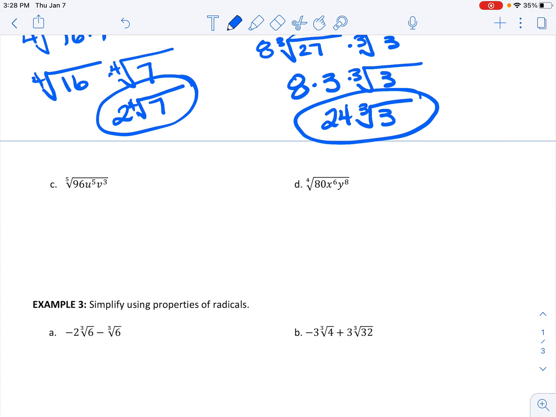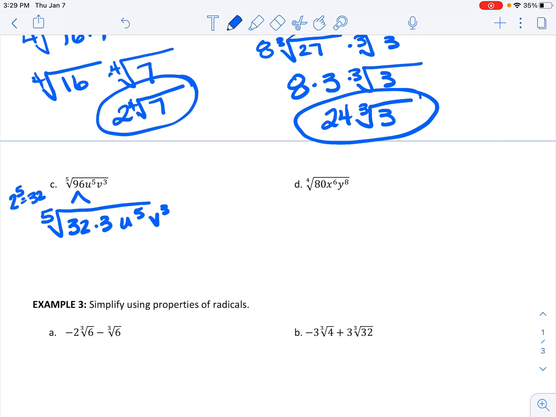So again, we're going to be looking for numbers that we can factor out. So 2 to the 5th power is 32. So I'm going to look and see, does 96 divide evenly by 32? And sure enough, I got lucky again. So 96 is going to be 32 times 3, and then we have u to the 5th and v to the 3rd.